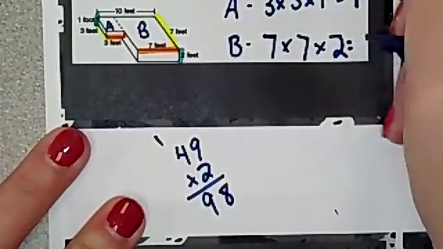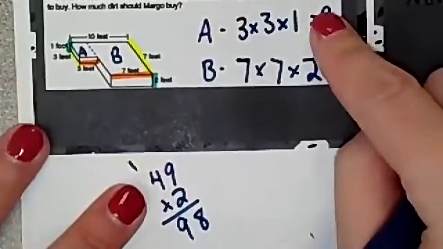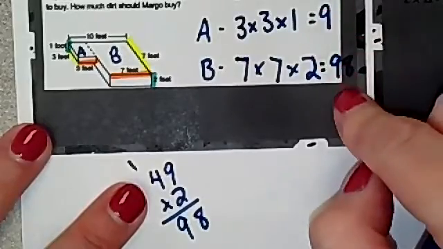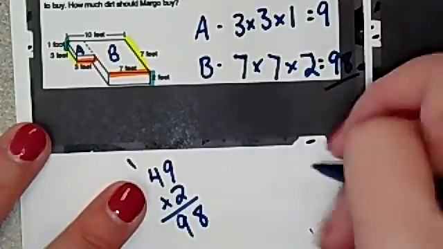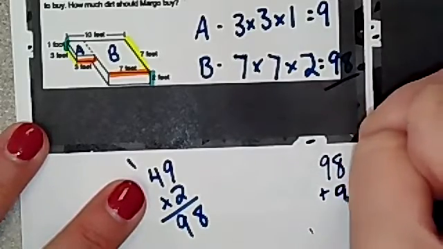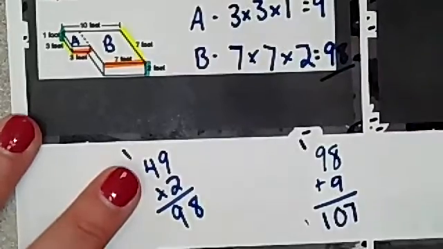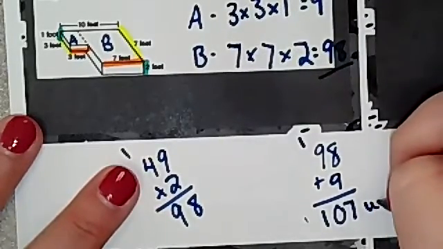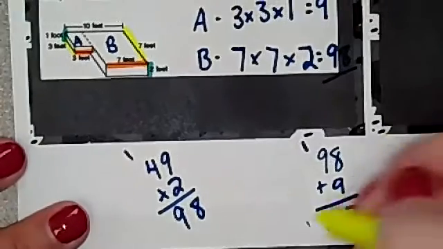98. All right, so what do I have to do with these 2 numbers, Sam? I got 9 for the volume of the top box, 98 for the volume of the bottom box. What do I have to do with the numbers? Add them. All right, so 98 plus 9 is 107. Did y'all get 107? 107 units cubed. Not so bad?